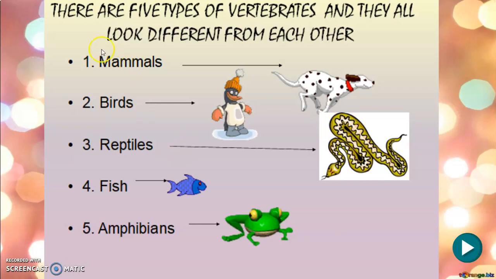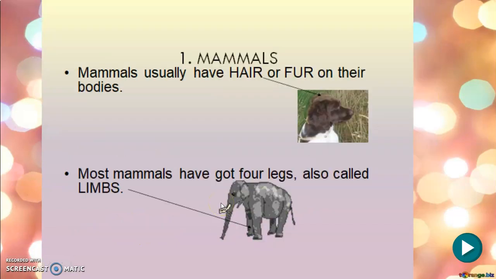The first group is mammals, just like the dog. Birds like penguins, reptiles like snakes, fish like this fish, and amphibians like the frog. So starting with mammals, always remember that mammals usually have hair or fur that cover their bodies, and most mammals have 4 legs, not all of them, because we ourselves are mammals and we have 2 legs.